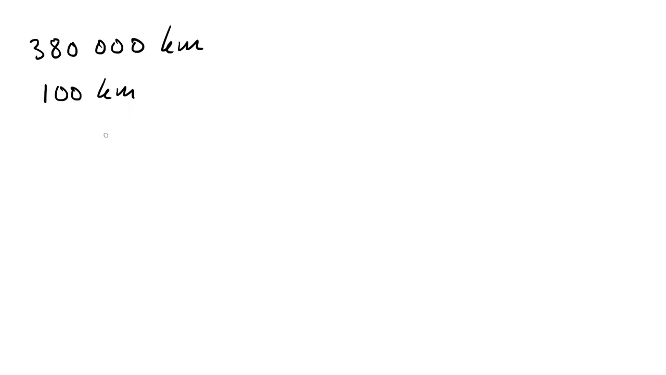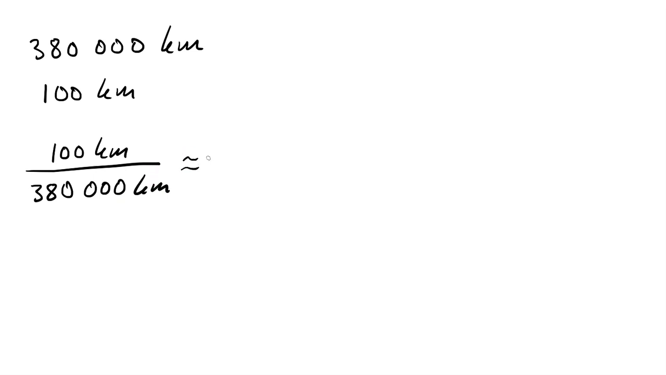And then the relative measurement uncertainty here is 100 kilometers divided by 380,000 kilometers. So the absolute measurement error divided by the measured value. And how much is this? Yeah, it's roughly 0.03%.